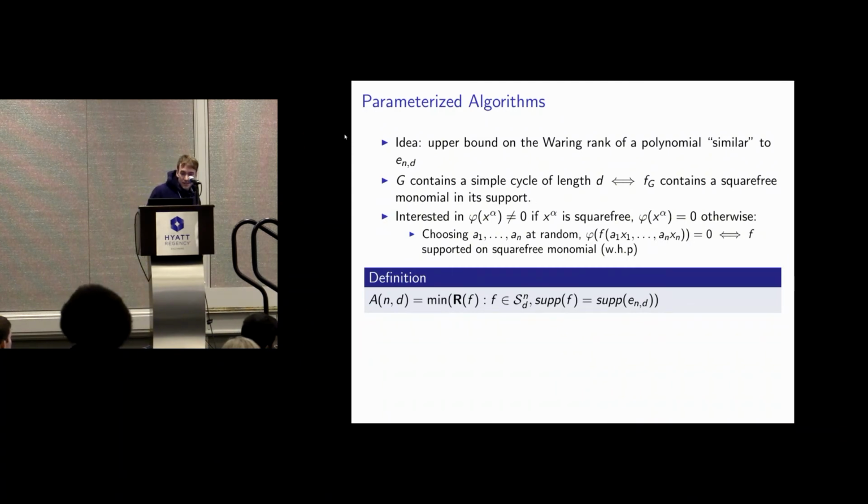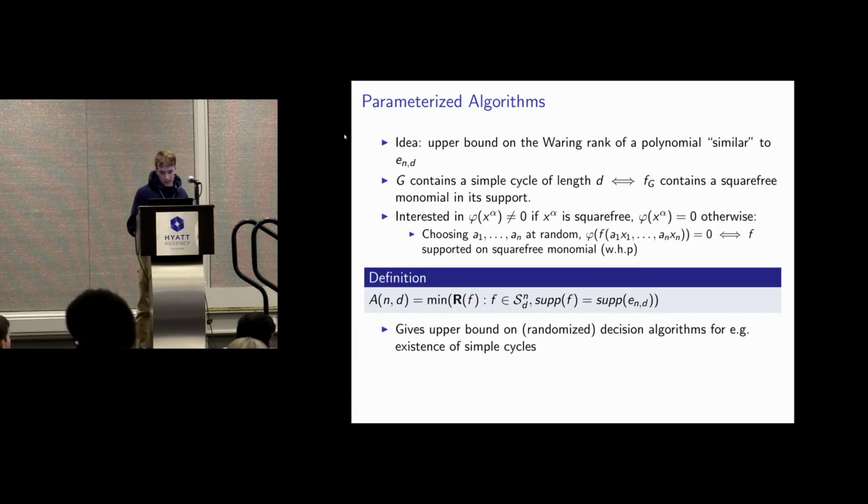So motivated by this and the earlier lemma, we define a(n,d) as the minimum Waring rank of a homogeneous degree d polynomial in n variables that has the same support as the elementary symmetric polynomial of degree d in n variables. And here the support of a polynomial is just the set of monomials appearing with non-zero coefficient. And based on what I've just said, this gives upper bounds on possibly randomized decision algorithms for problems like deciding the existence of simple cycles in a graph.